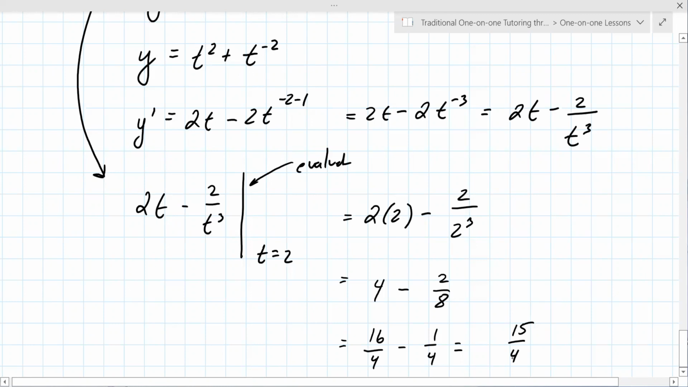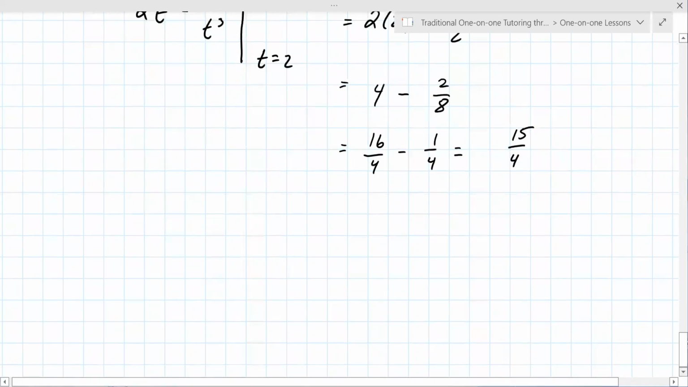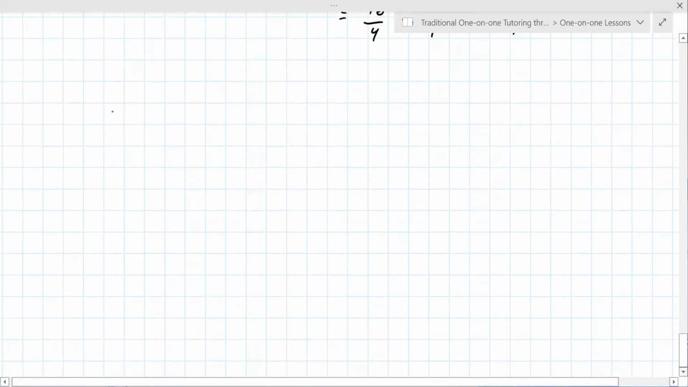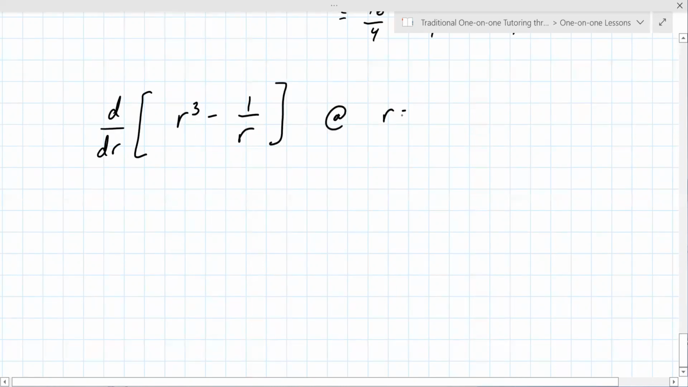Yeah, okay. Let me know if you want one like that, or we can move on. Yeah, why not? Let's do another, maybe one more. So we want d/dr of r cubed minus 1/r, and we're going to evaluate it at r equals 3. Will you give that a try, please?